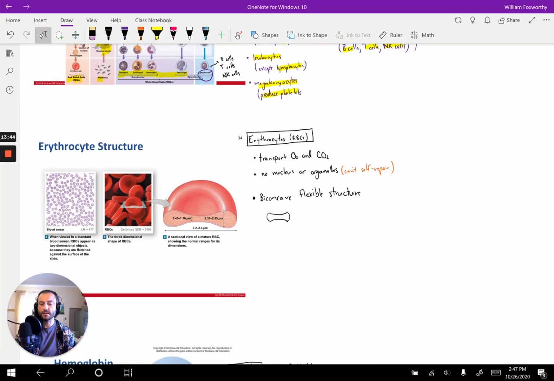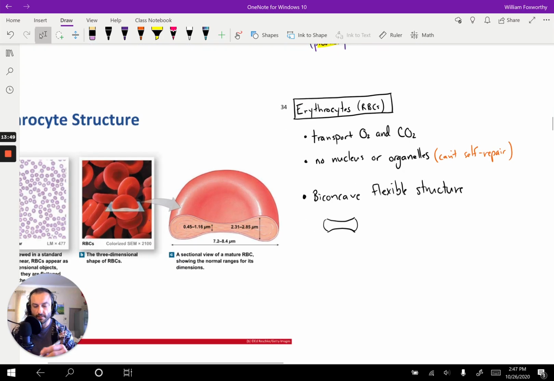So let's take a look at these cells individually in a little bit more detail, starting with your red blood cells or your erythrocytes. They function to transport primarily oxygen, and they also transport some carbon dioxide. As I said before, these are modified cells. They do not have a nucleus, and they do not have organelles, and as a result, as they break down over their 120-day or so lifespan, they cannot self-repair. They can't fix themselves. So they get destroyed in the liver and the spleen.